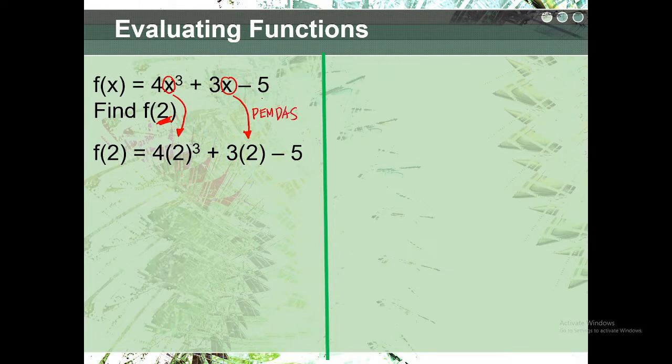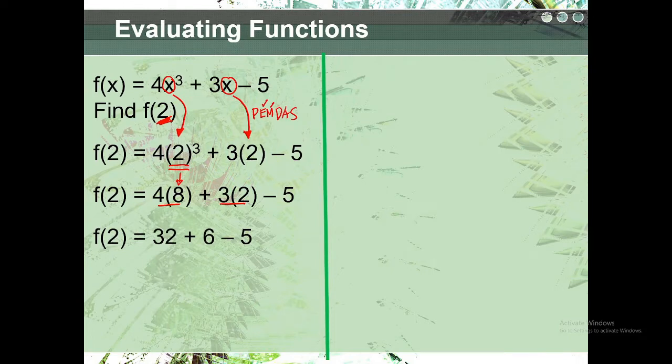I'm going to start first with the exponent. So I'm going to simplify 2 cubed. That will give me 8. Then after which I'm going to do multiplication. So 4 times 8, that's 32. 3 times 2, that's 6. And then adding from left to right and also subtracting, I will be getting 33 for this one. So the value of our function when x is equal to 2 is simply 33.